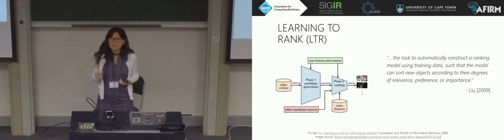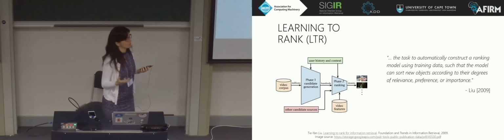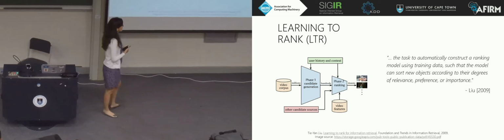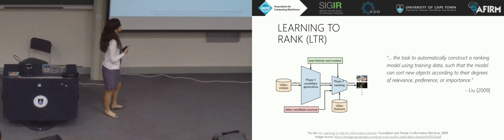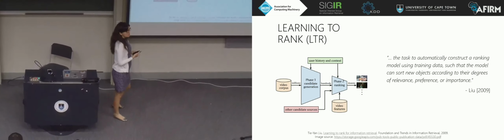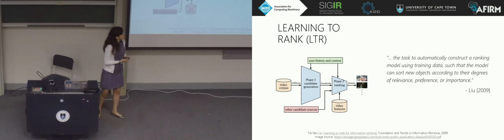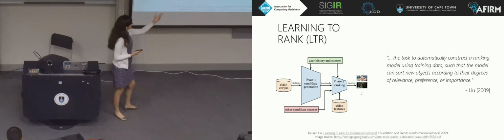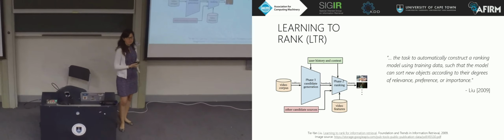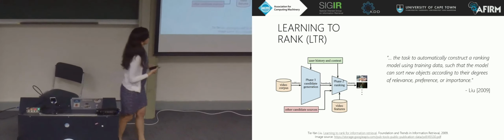So before we start, let me give you a formal definition of what learning to rank is, how is it defined? Learning to rank is defined officially as the task to automatically construct a ranking model using training data such that the model can sort new objects according to their degrees of relevance, preference, or importance. So the definition you can see here. And this is exactly the definition we will also use in this part of the lecture, and that's what we are trying to achieve, to build a model that has this property.